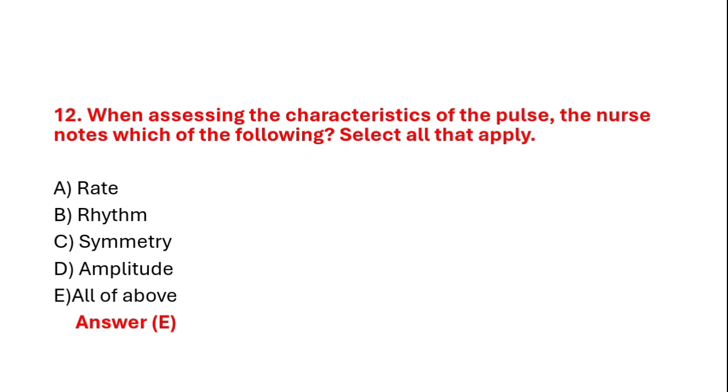Question number 12. When assessing the characteristics of the pulse, the nurse notes which of the following? Select all that apply. Option A, rate. Option B, rhythm. Option C, symmetry. Option D, amplitude. Option E, all of above. Correct answer is option E, all of above.